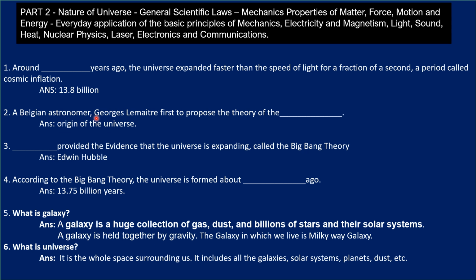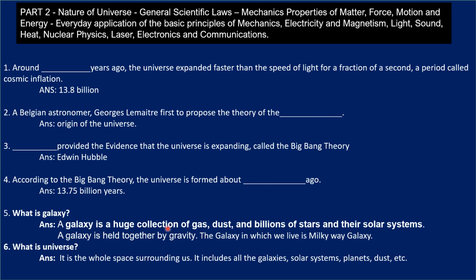Number 2: a Belgian astronomer, Georges Lemaître, first proposed the theory of dash, that is, the origin of the universe. Number 3: Dash provided the evidence that the universe is expanding, called the Big Bang theory. It is Edwin Hubble. According to the Big Bang theory, the universe is formed about dash years ago. It is 13.75 billion years.